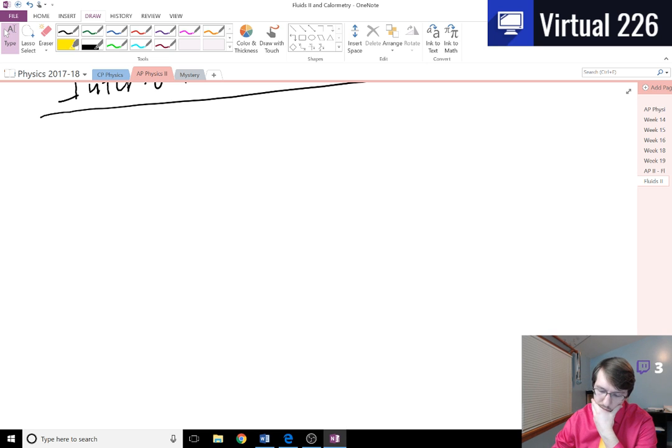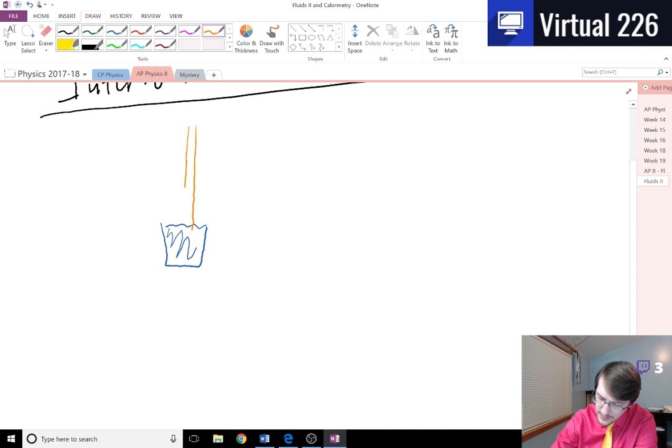So if we kind of think about this, imagine that we have a bucket of water. That's water. And we just want to put like a very long straw into it. We want to see how high up the straw we could get the water to go at maximum. Okay, so what is that max height?